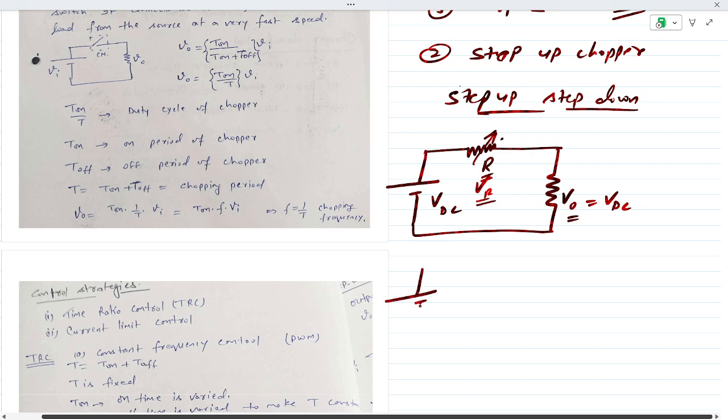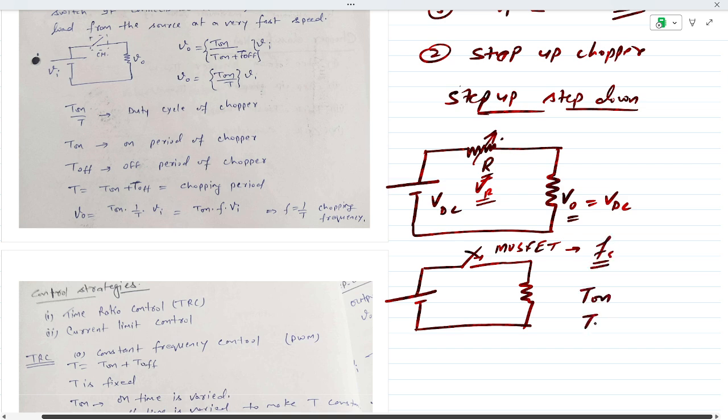What is the very popular way to regulate the output voltage? By using this switch. This is not an ordinary switch. This is a fast operating switch, known as the chopper switch, and most of the time we are using a MOSFET here. This switch offers a very high switching frequency, meaning its on and off time is very short.